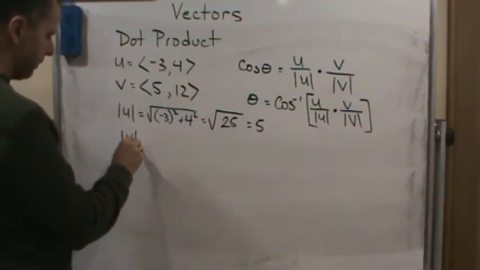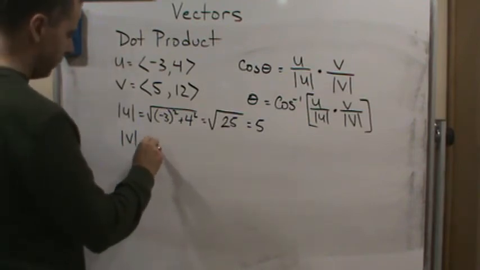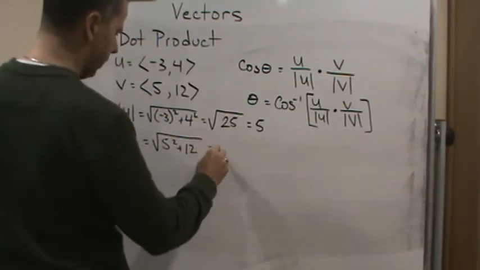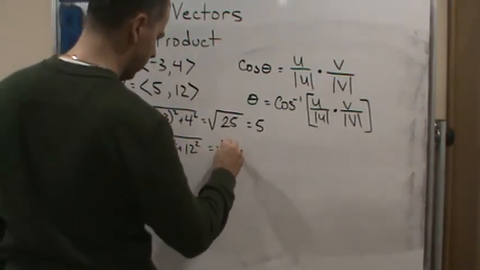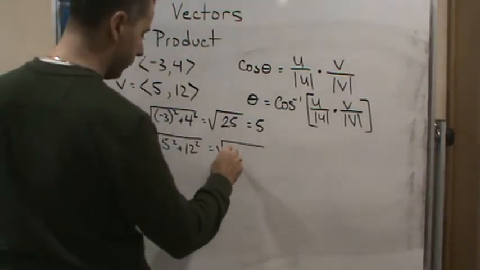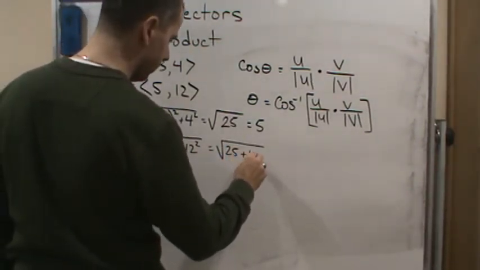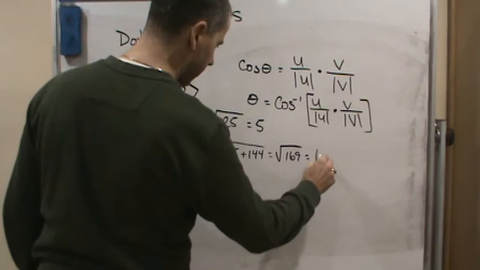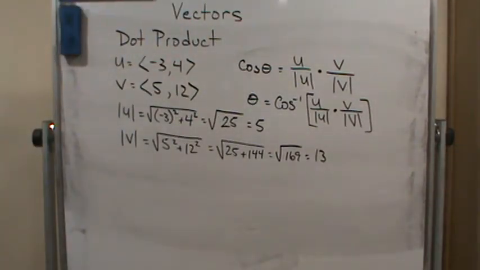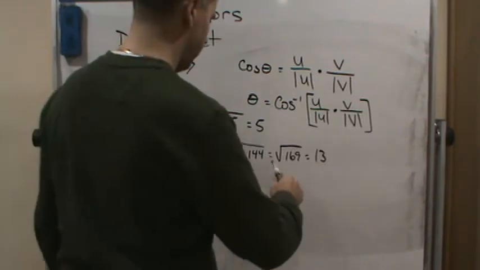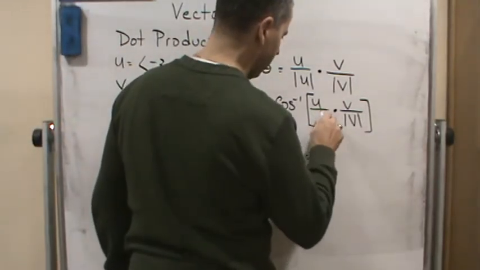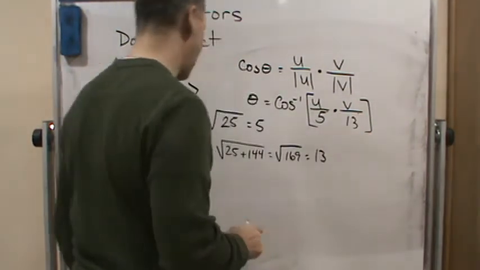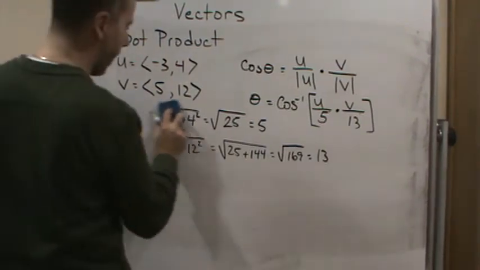So if I take the magnitude of v, again, this is going to be the square root of 5 squared plus 12 squared, which is going to give me what? 25 plus 144, which gives me the square root of 169, which gives me 13. Okay, so the magnitudes of both of these are 5 and 13. So I can replace this with 5 and this with 13. Now we just need to take the dot product of that.